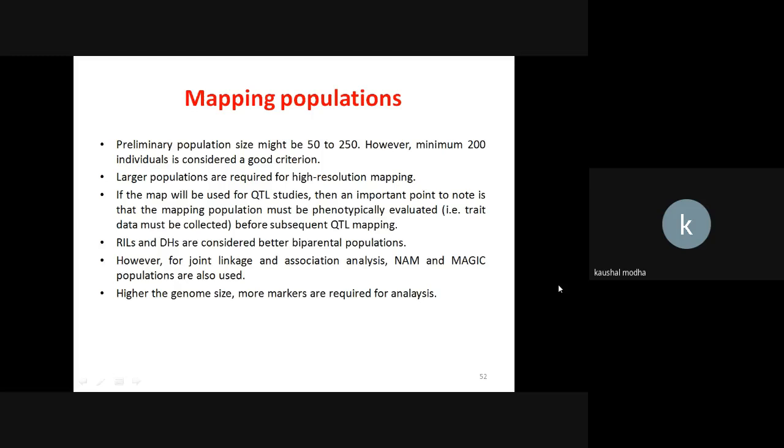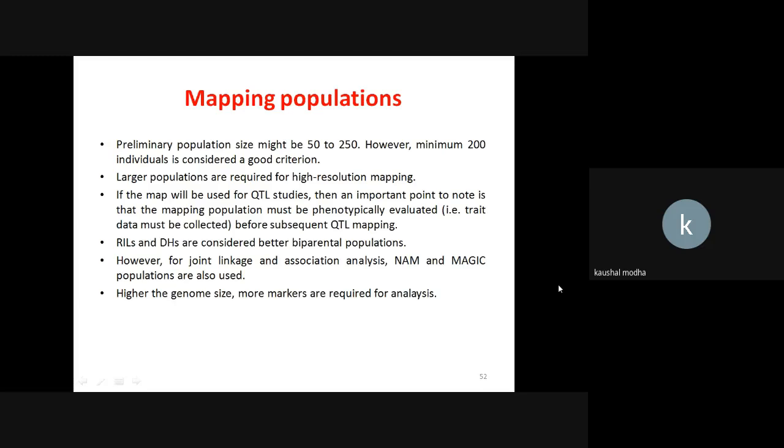But nowadays, we also perform joint linkage and association analysis, where we utilize linkage as well as linkage disequilibrium for mapping of the trait or gene mapping. We'll come to that point later on after QTL analysis. For that, NAM and MAGIC populations are utilized. I will describe these populations later on.